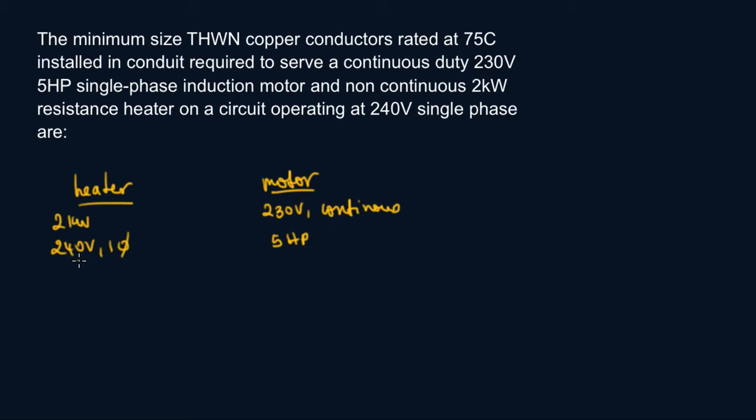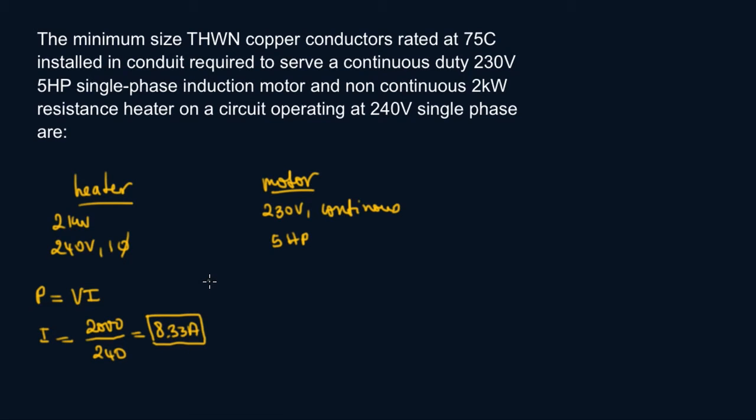So here for a heater, it's a single phase. So P is equal to VI. So the full load amp, the load amp, is equal to I. P is 2000 watts divided by the voltage 240. So this gives you 8.33 amp. So that's how much the heater is providing.